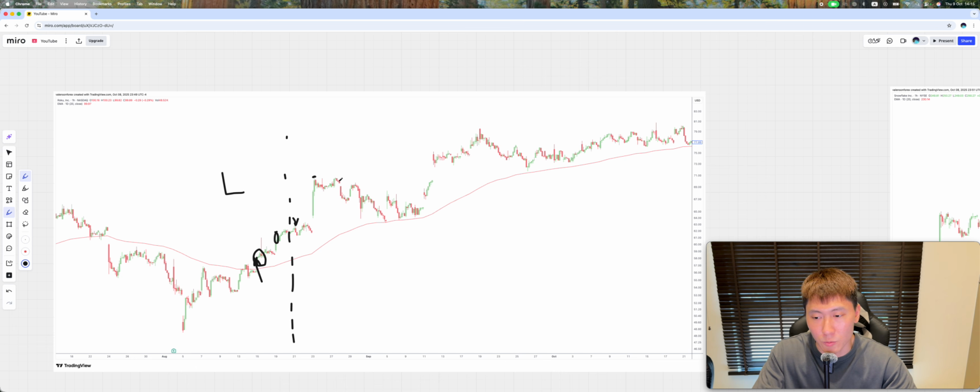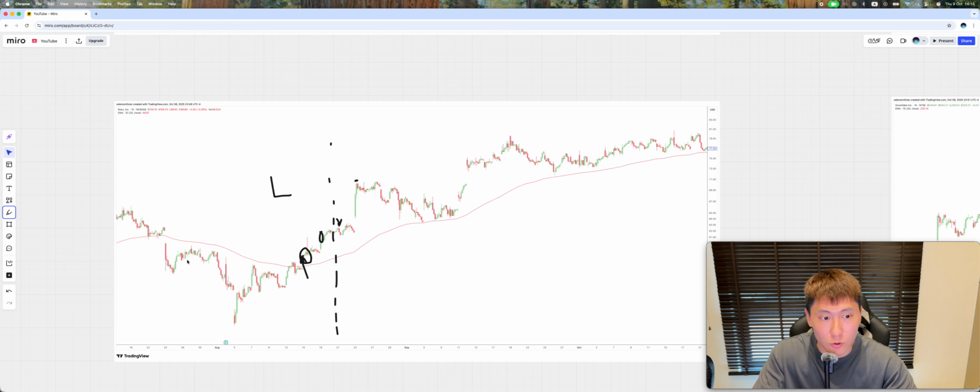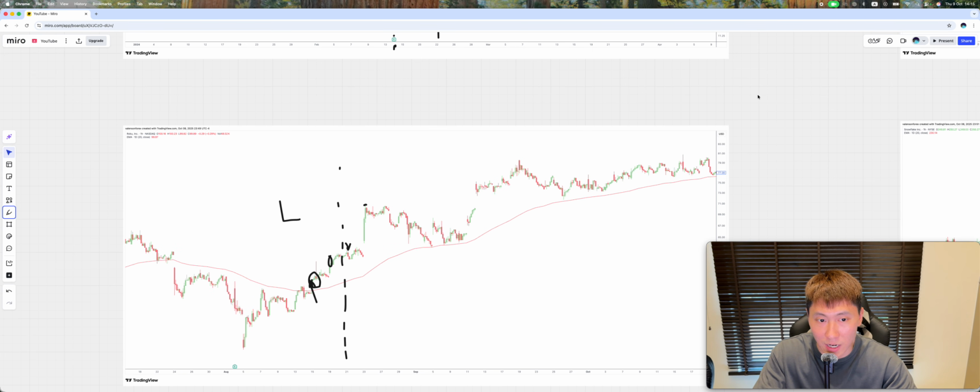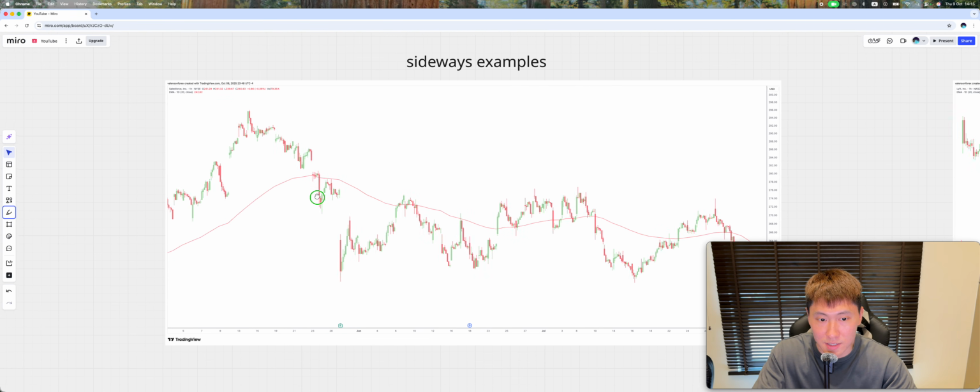If you enter at this point, which is a super high point, you would have made money after some time. But we wouldn't enter randomly. But what I'm trying to say is that if you enter following the major trend, you would have made money, even if you have a very, very bad entry. All right, so we know that this is an uptrend bias. We identify that this is an uptrend. Now let's go to the sideways example.